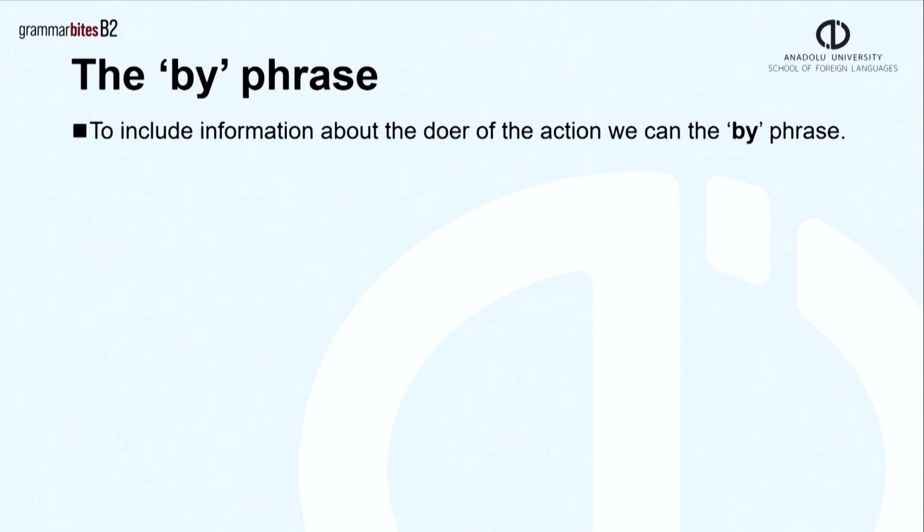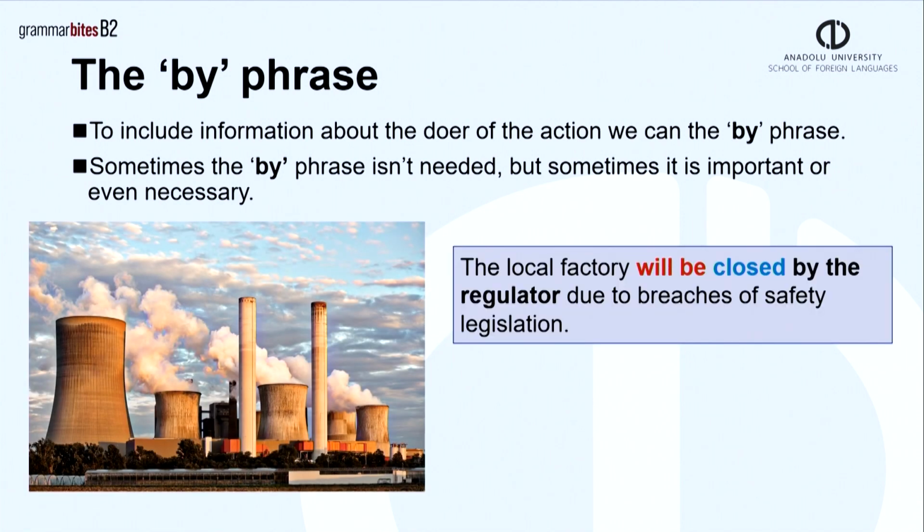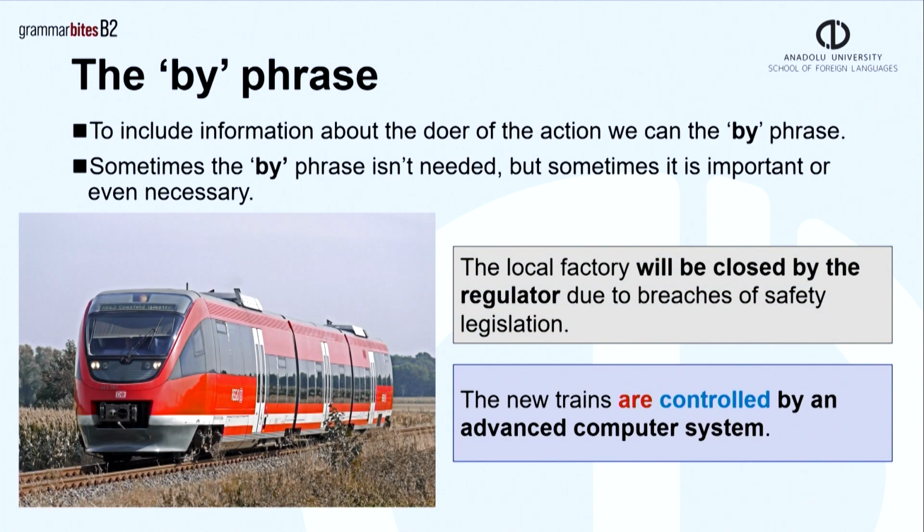As we just saw, the by phrase can be included to give information about the doer of the action. Sometimes the by phrase isn't needed, perhaps because the doer is obvious or unknown, but other times it is important or even necessary for the sentence to be complete. The local factory will be closed by the regulator due to breaches of safety legislation. The new trains are controlled by an advanced computer system. The first sentence makes sense without the by phrase, but including it tells us who the doer is. But in the second, we don't have enough information until the by phrase is added. So, in the second sentence, the by phrase is essential.